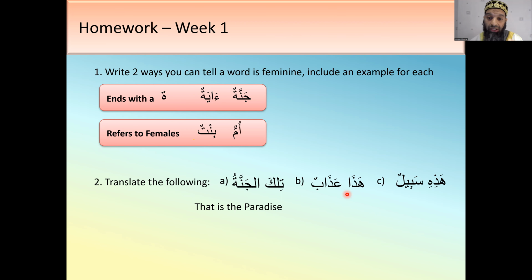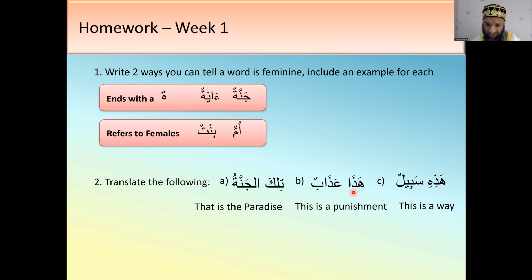So hadha adhabun, this is... okay. Hadha would mean this. When you put it in the sentence, the "is" will come out. This is a punishment. And the last one, C, هذه سبيل, this is a way.